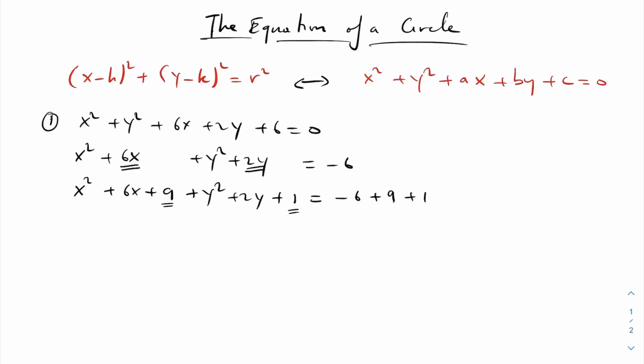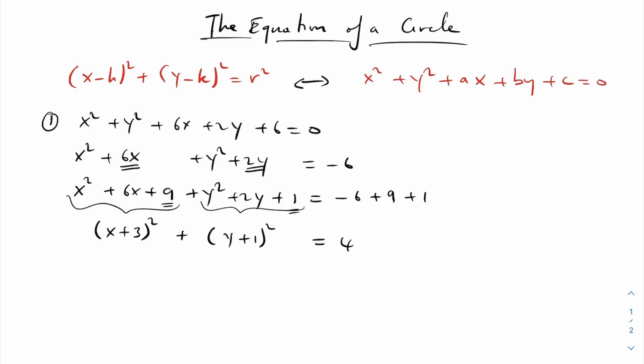Finally, you can look at these first three terms here and say that these three terms are going to be the perfect square. So we're going to have here (x + 3)^2. And the reason it's a 3 here is because this 3 comes from 6 over 2. For the y here, since 2 divided by 2 is 1, I'm going to have (y + 1)^2. And on the other side, negative 6 plus 9 plus 1 is going to give me 4.